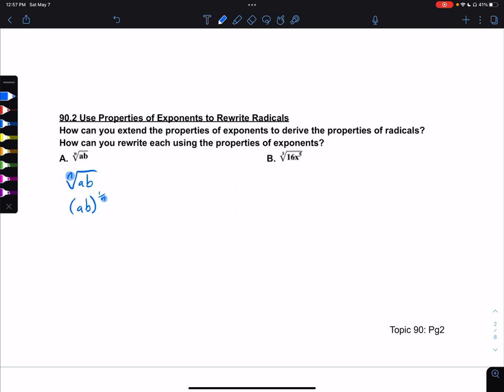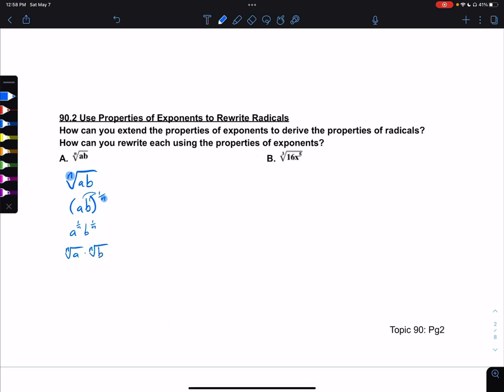We can then use power of product properties, and that tells us that this 1 over n can be distributed to each of these terms. So we get a to the 1 over n, b to the 1 over n. And then we could rewrite these, go back from rational exponents back to radicals like we started, and you would have the nth root of a times the nth root of b.